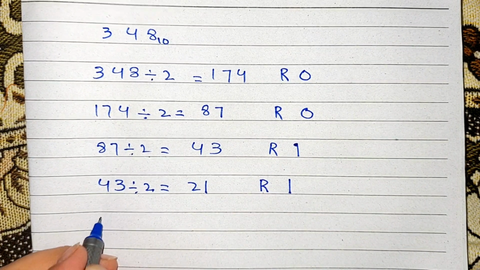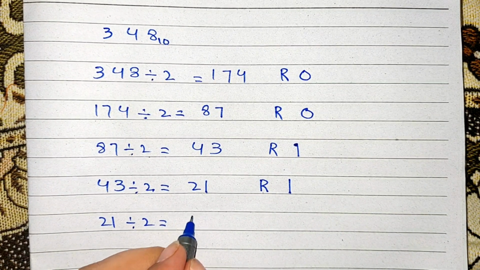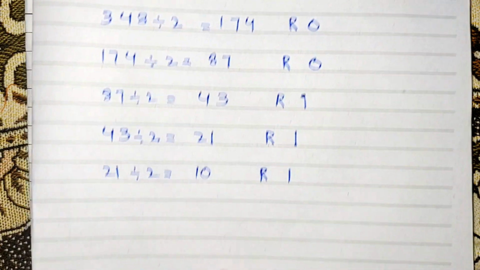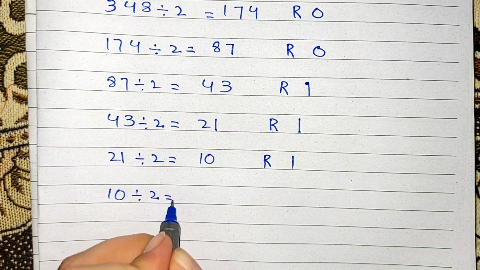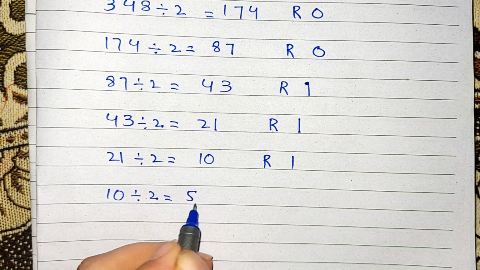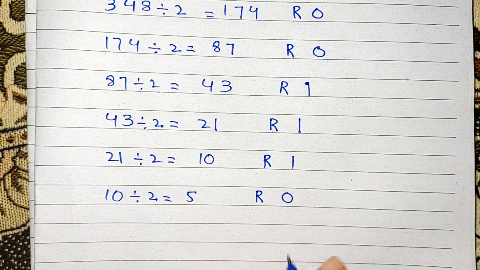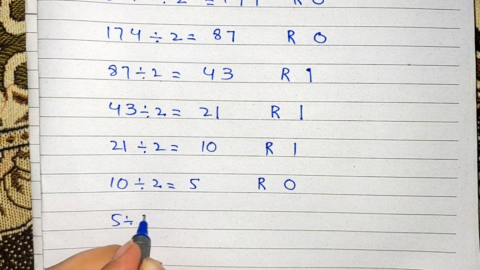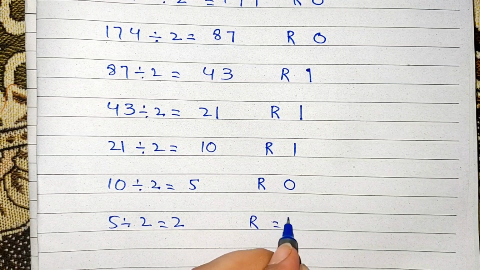So again, 21 divided by 2 equals 10, and the remainder here will be 1. Again, this 10 will be divided by 2, and that will equal 5, and the remainder here will be 0. Again, this 5 divided by 2 equals 2, and the remainder will be 1.